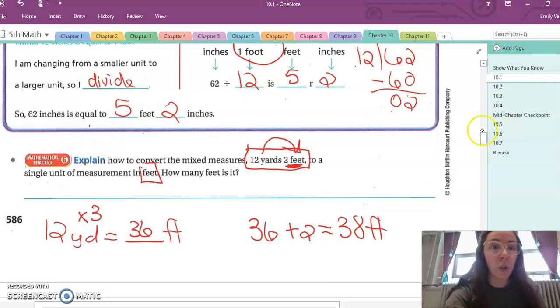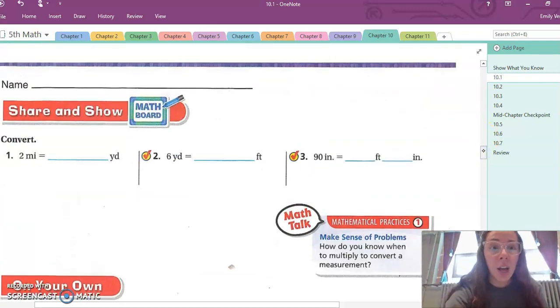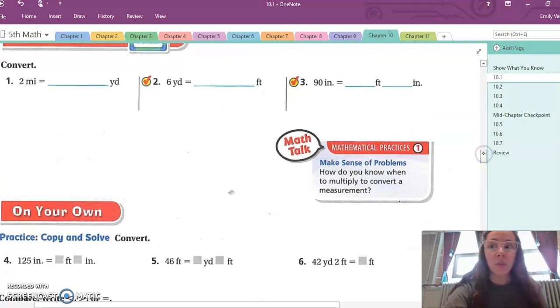We really got to get going. We only have a few minutes left. Okay, I will do just a few examples with you here. Number 1 through 3, it just says to convert, and actually 4, 5, and 6 are the same. So, 2 miles is how many yards?